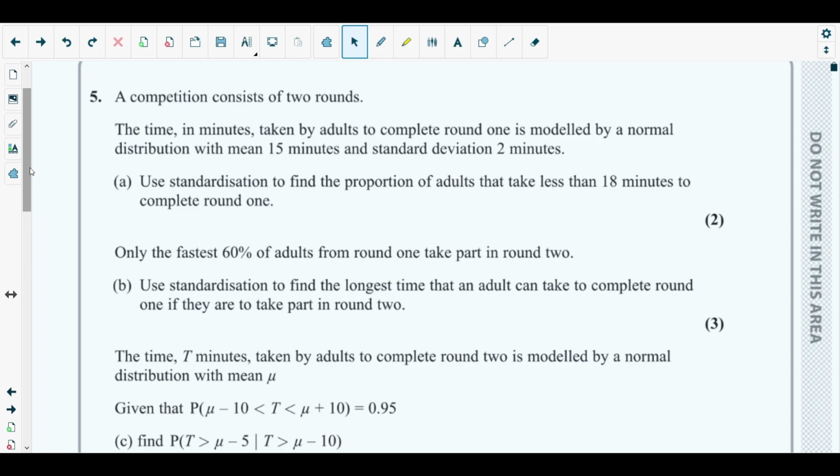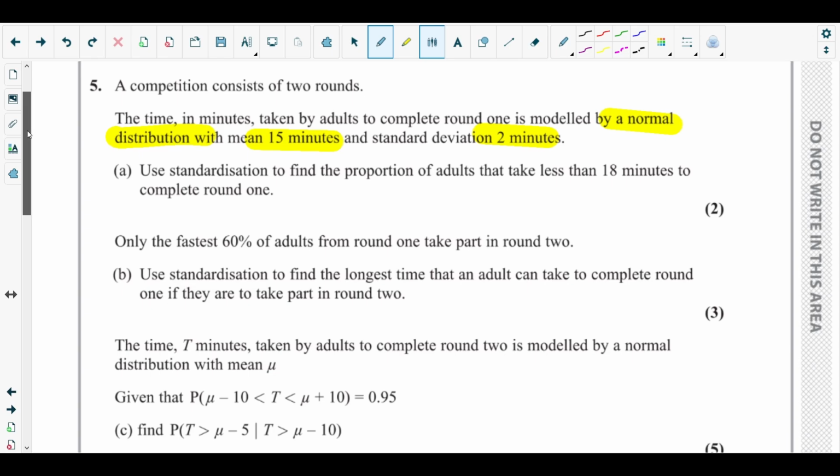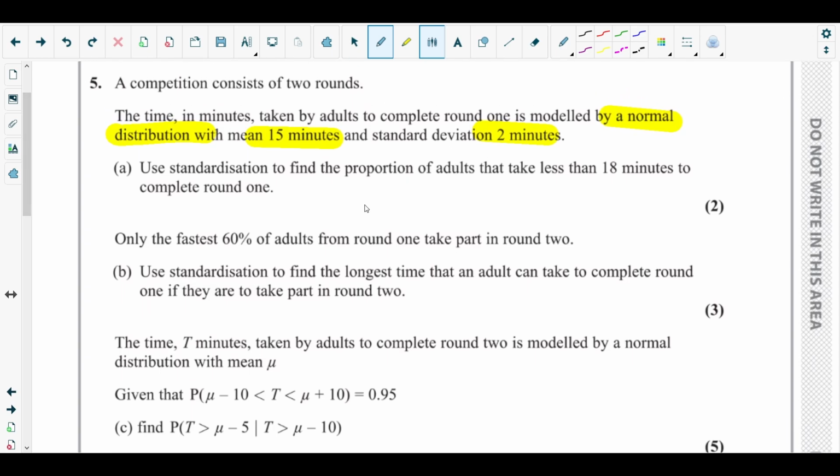In question number 5 they are saying a competition consists of 2 rounds. The time in minutes taken by adults to complete round 1 is modeled by a normal distribution with mean 15 minutes and standard deviation 2 minutes. So the time taken is distributed normally with mean 15 minutes, and standard deviation 2, that is the variance is 2 squared.